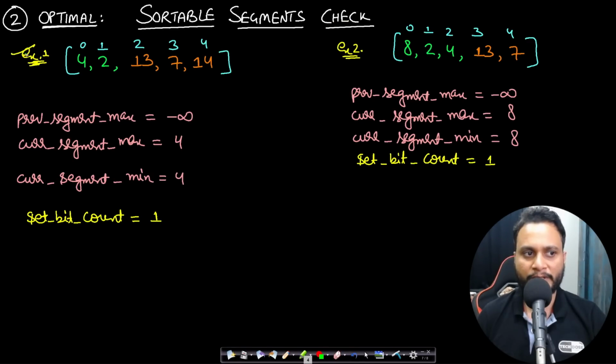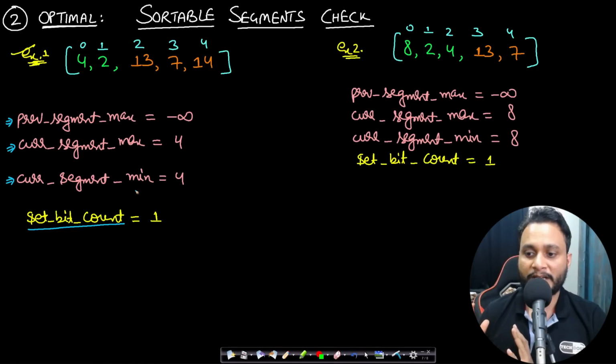In the first example, let's assume that we have 4, 2, 13, 7, 14. What I will be trying to maintain is what was the maximum of the previous segment, and in the current segment what is the maximum and what is the minimum of the current segment. Fine. And for any segment I will be maintaining the count of set bits, so that I will know what all items are grouping together to form a segment, right?